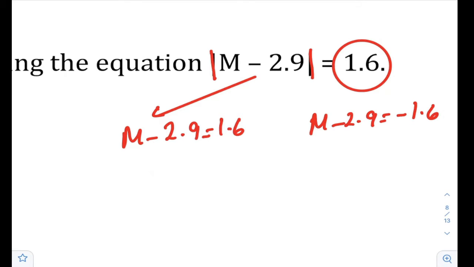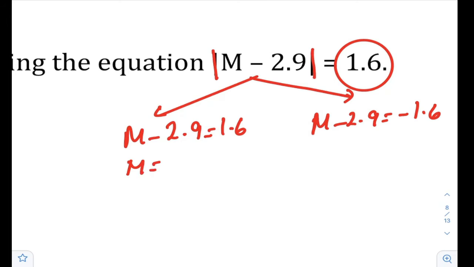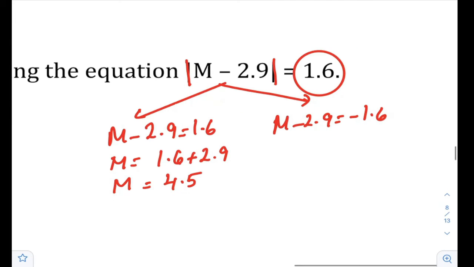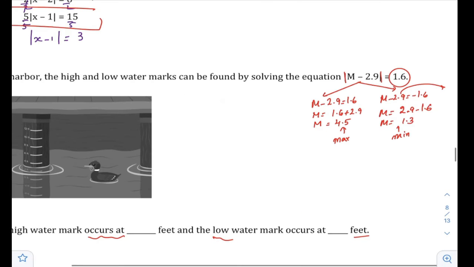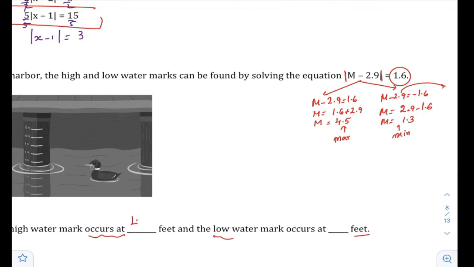Once positive and once negative. So it will be m equals 1.6 plus 2.9, which is 4.5. The other one, when you take this to the other side, 2.9 minus 1.6, which is 1.3. So this is my maximum, and this is my minimum. And I can fill in the blanks with the highest and the lowest.